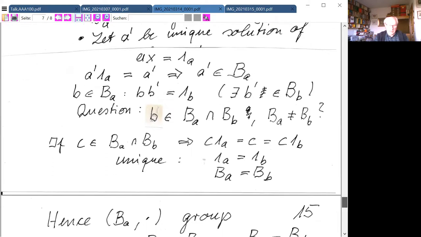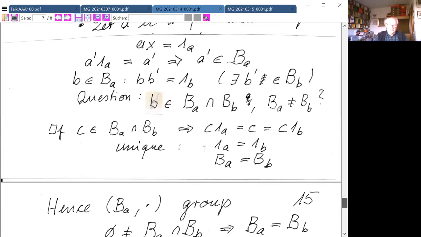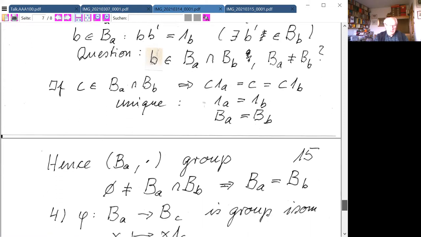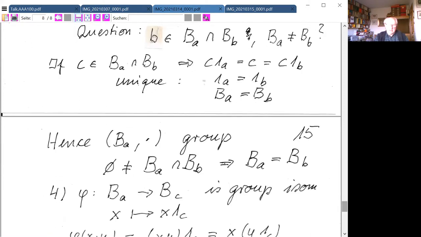Assume we have an element in this intersection, then c·1_A must be equal to c·1_B. But this, because of the uniqueness given by the planarity condition, means that 1_A is 1_B, and these two, B_A and B_B, coincide. Hence, we know this is a group.